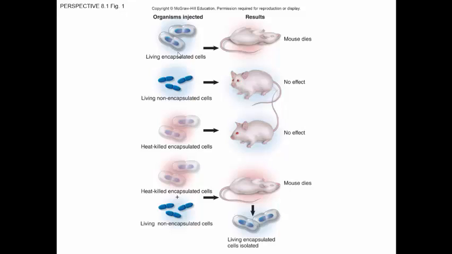So what happened? Well, the heat-killed encapsulated cells broke and released their DNA. The living non-encapsulated cells accepted those fragments of DNA, which included the capacity to make a capsule. They were converted over to encapsulated cells and were able to then create pneumonia and kill the mice.